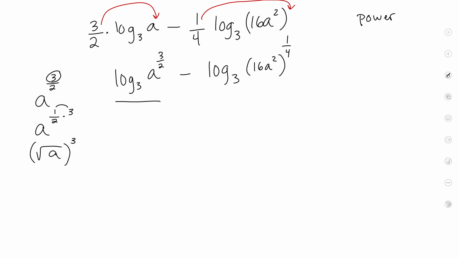Okay, let's look over here. I'm going to distribute this 1/4 to the 16 and to this. So I'm going to have 16 to the 1/4, and I'm going to have a to the what? 2 times 1/4 is 2/4, so this is 1/2.